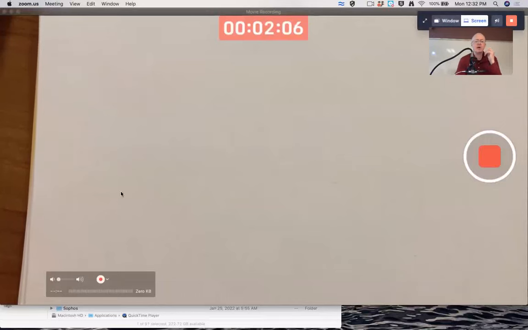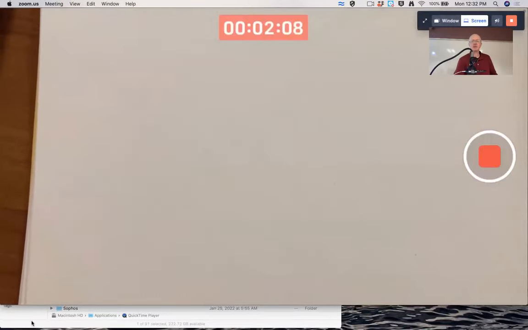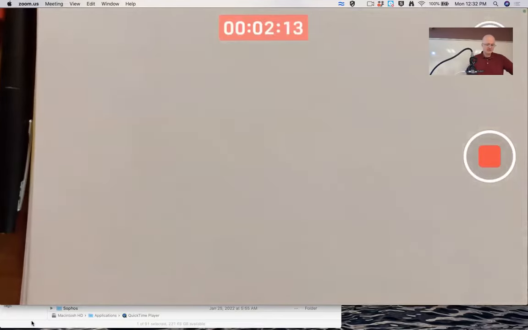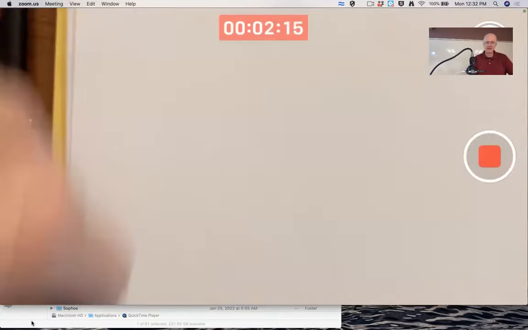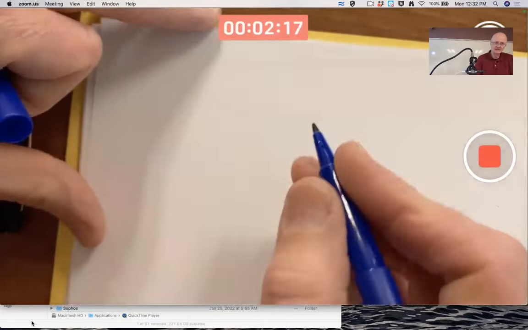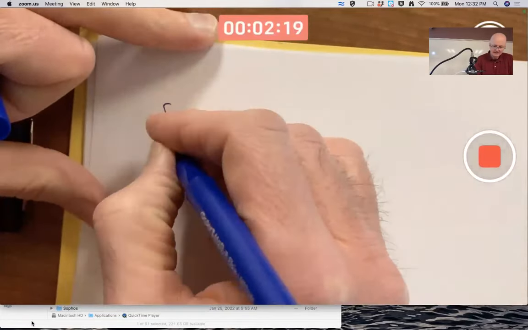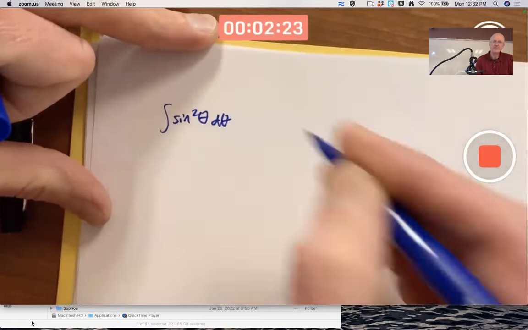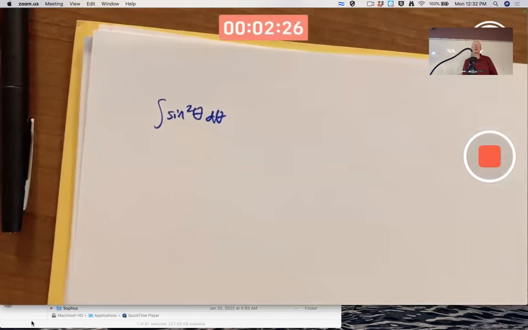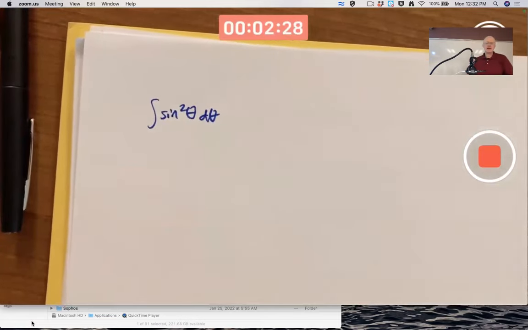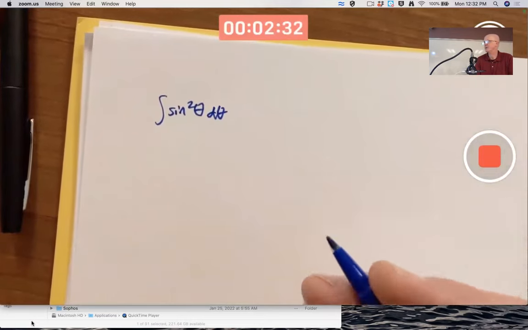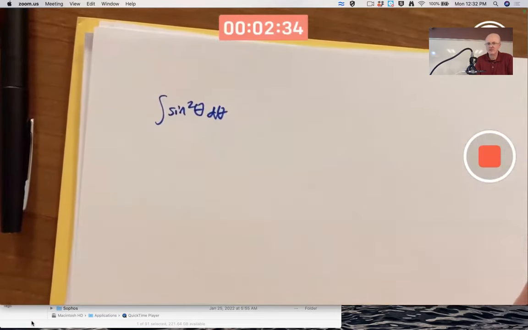All right, but let's start with some trigonometric integrals. Let's look at a problem that came up in your homework in a couple spots, and that's to integrate sine squared. Integrate sine squared theta d theta. There's two ways this can be done, and that was supposed to be the point of a couple homework problems.